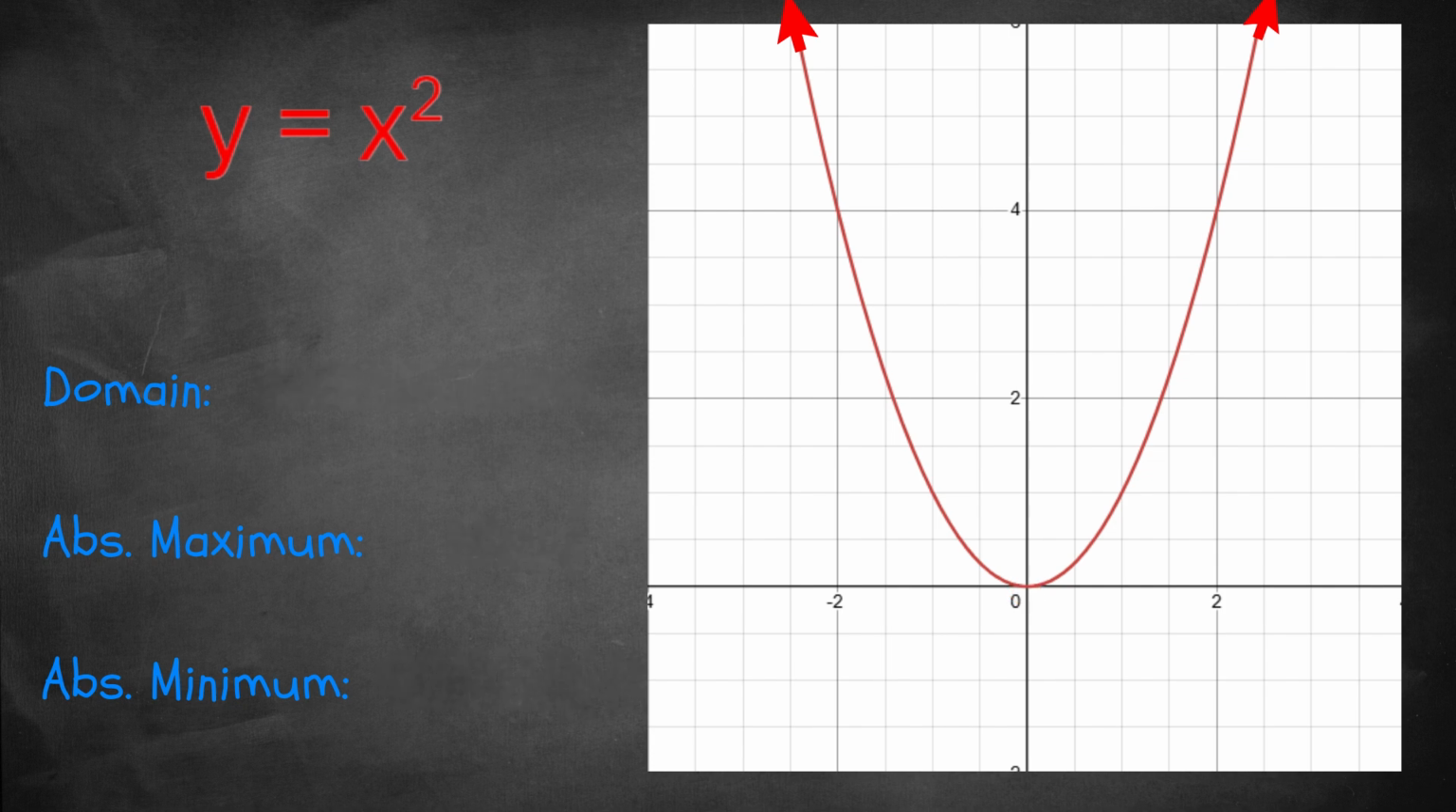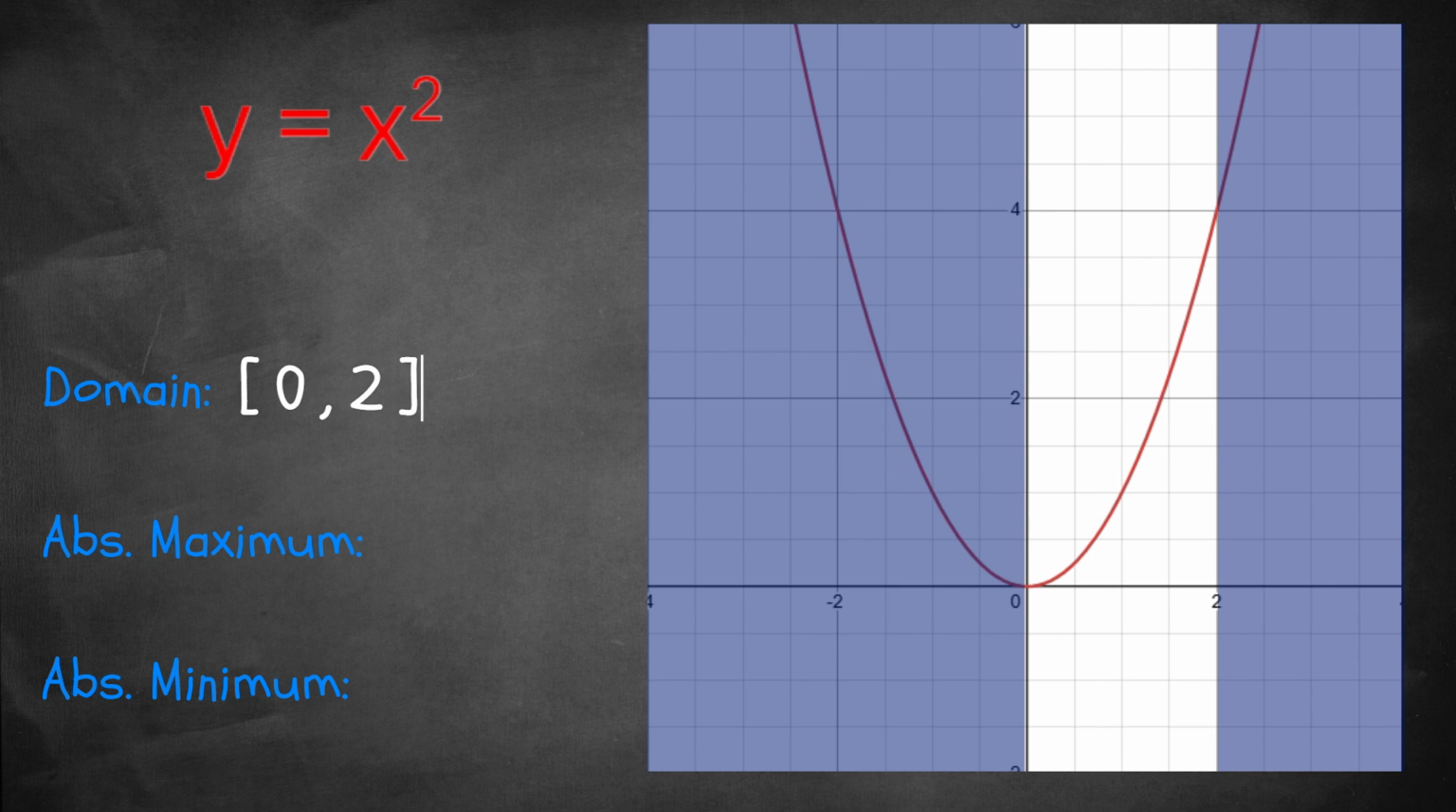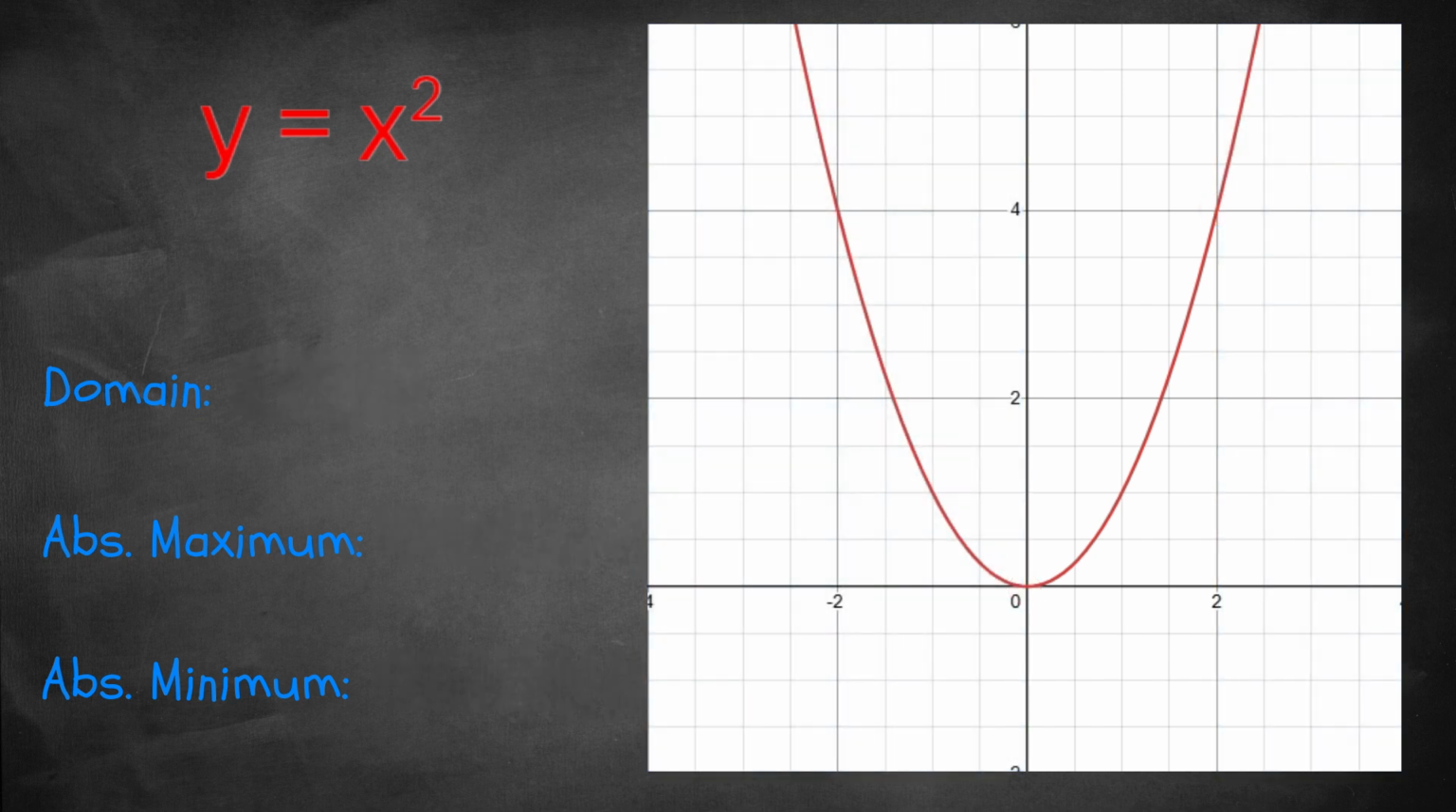If the domain is reduced to the inclusive domain of 0 to 2, there will be an absolute maximum of 4 at x equals 2 and an absolute minimum of 0 at x equals 0. However, even a single point of discontinuity can keep a function from having either a maximum or minimum value on a closed interval.